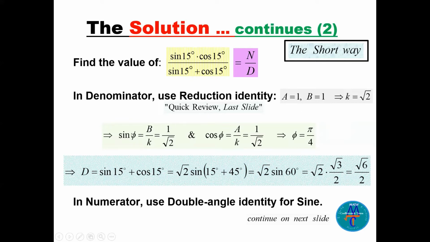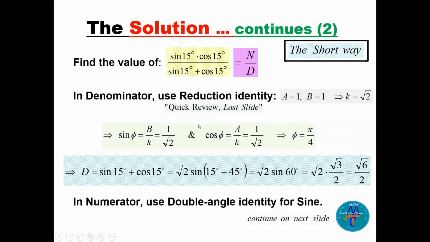In the reduction identity, there is an angle phi we have to find. Sine of phi will be B over K, 1 over square root of 2. Cosine of phi will be A over K, which is 1 over square root of 2. So from these two, we can conclude that the angle phi is pi over 4, which is 45 degrees. So I go now for the denominator. Sine 15 plus cosine 15 will be square root of 2, this is the K, times sine of the given angle 15 plus the phi. 15 plus 45 will be 60. Square root of 2 times sine 60. Sine of 60 is square root of 3 over 2. When you multiply, you get square root of 6 divided by 2. So this is the denominator.